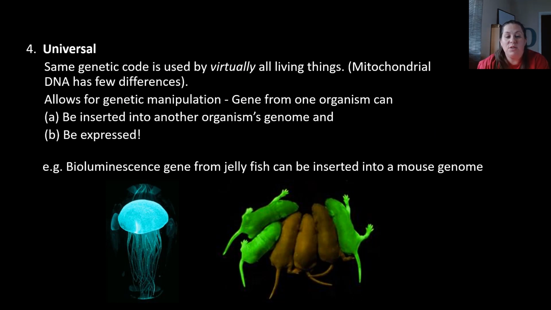Mitochondrial DNA has a few differences, and this allows for genetic manipulations where we can take genes from one organism and put them in another. So we insert it from one organism into the genome of the other to be expressed. An example here is bioluminescence. We can take the bioluminescence gene from jellyfish, the gene that makes jellyfish glow, and we can put it inside of a mouse and it can cause the mice to glow.